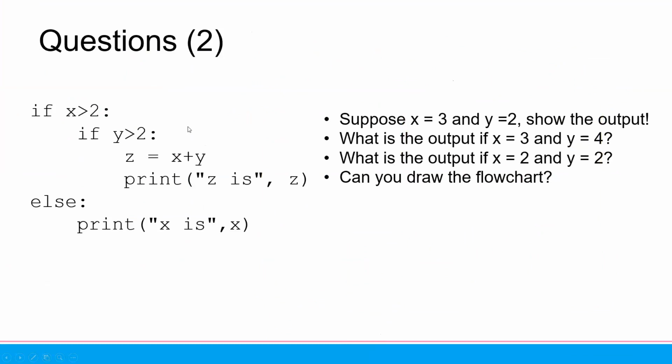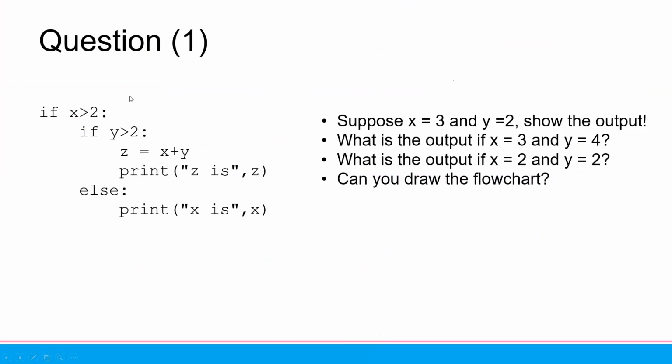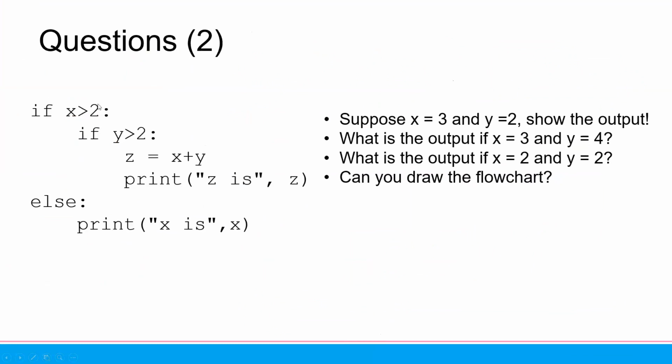There's another question. We have x greater than 2, y greater than 2, but now the difference is the location of else. Previously, else is located with the y, but now else is located with the x. So suppose x is 3 and y is 2.